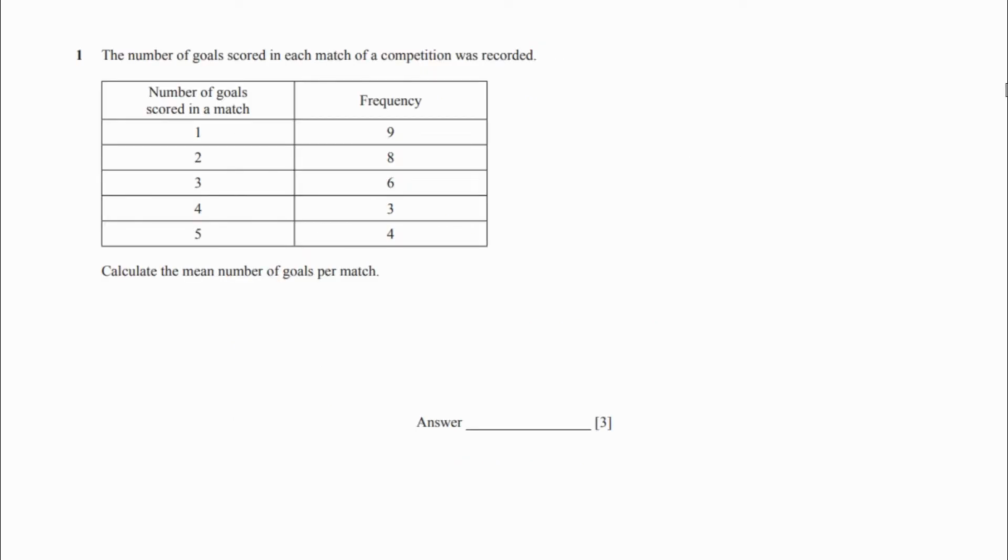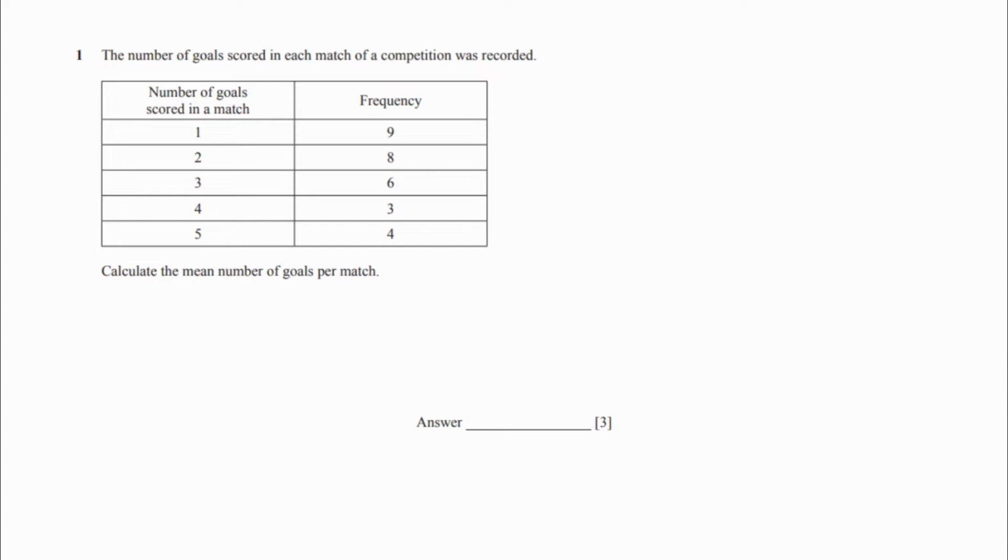The question is, the number of goals scored in each match of a competition was recorded. So we have the number of goals scored in a match, 1, and we have 9 matches. Frequency means the number of occurrences of a specific event. And 2 goals were scored in 8 matches, 6 matches, and that goes on. Calculate the mean number of goals per match.